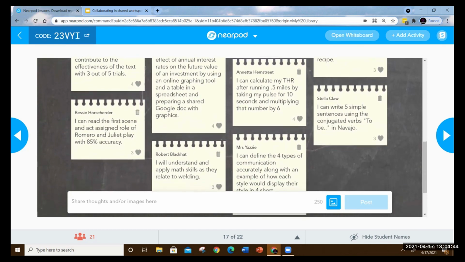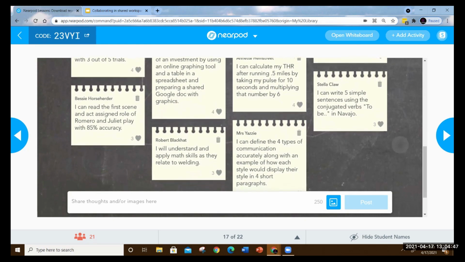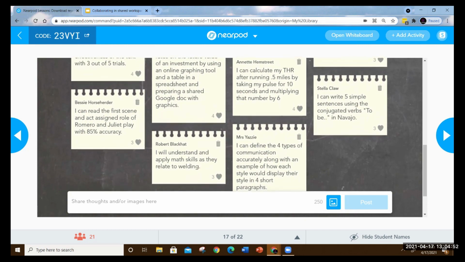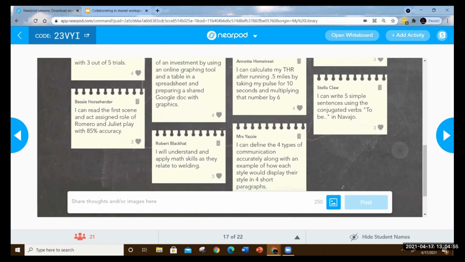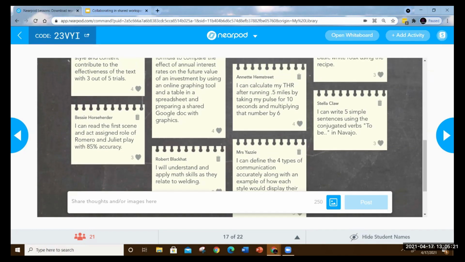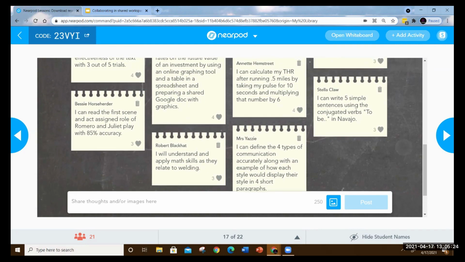Awesome. So Stella is obviously a foreign language teacher. "I can write 5 simple sentences." What does simple mean? Right, Stella, that's ambiguous. Maybe "short" instead of "simple," because short is more definable. "I can write 5 short sentences using the conjugated verb to be in Navajo with a certain level of accuracy." Like, how many mistakes are they going to be able to make and still have it be passable?